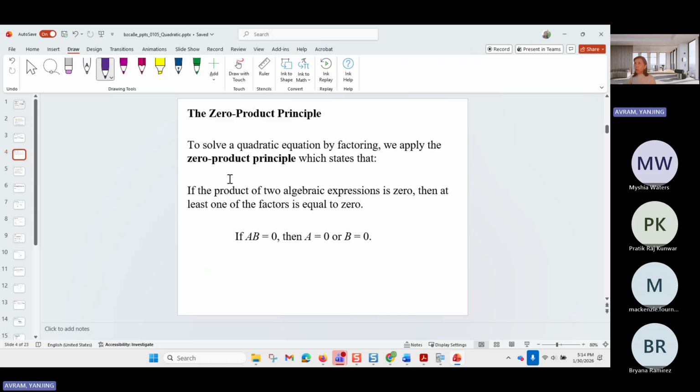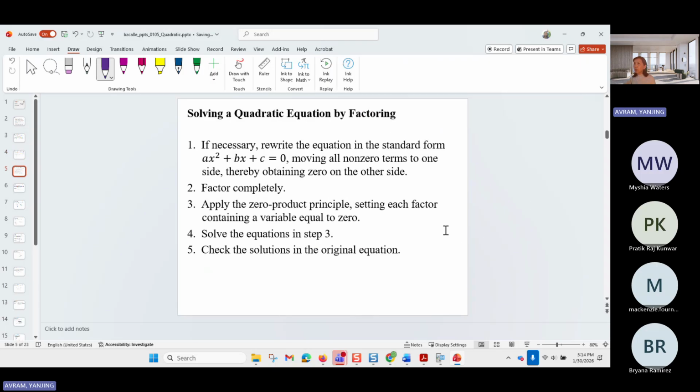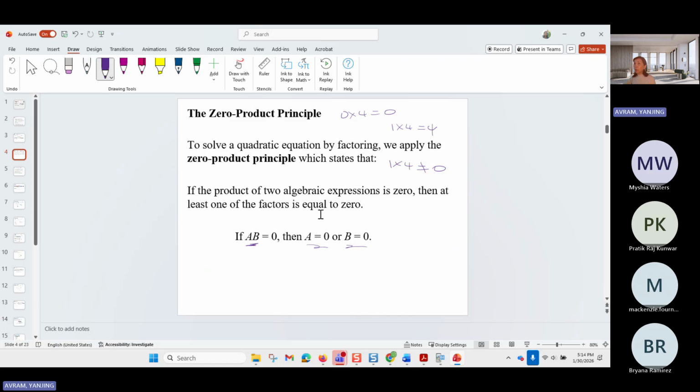Zero product principle means if you have two numbers multiplied equal to 0, one of them must be 0, right? Because if you have 1 times 4, it's not equal to 0. It's equal to 4, right? But if I have 0 times 4, now I have a 0. So that means if you have a product of two things equal to 0, one of them must be 0, can be either A or B. All right, so that is called the zero product principle.